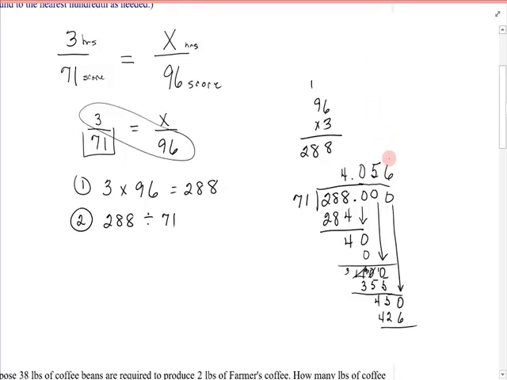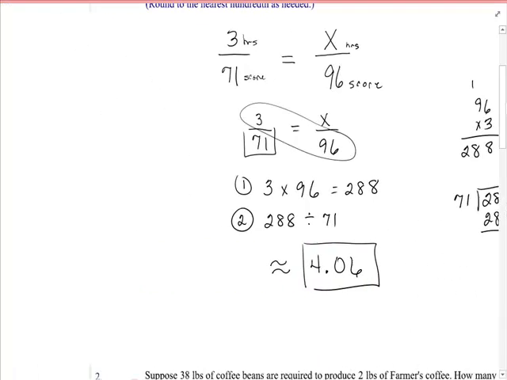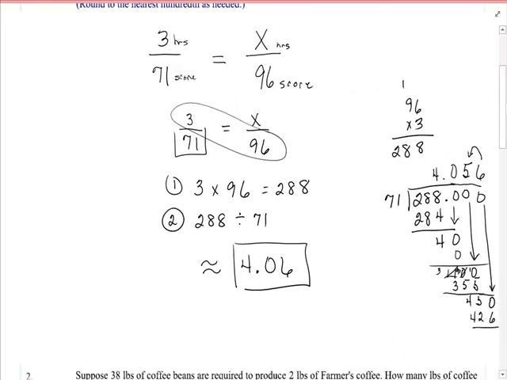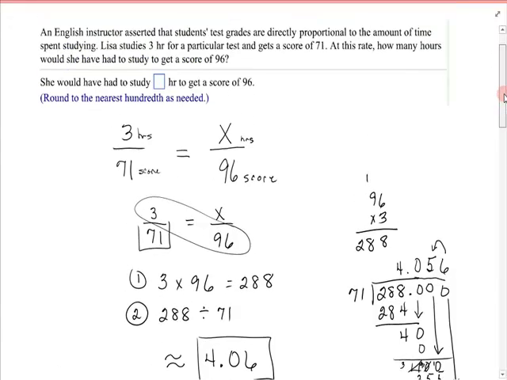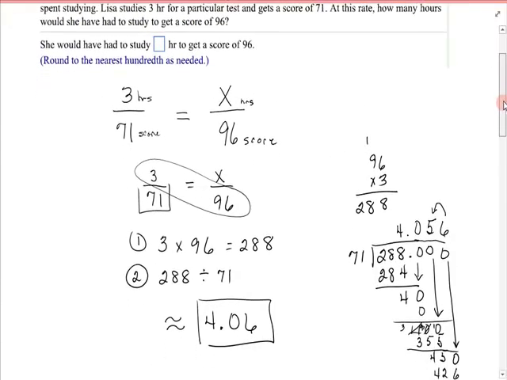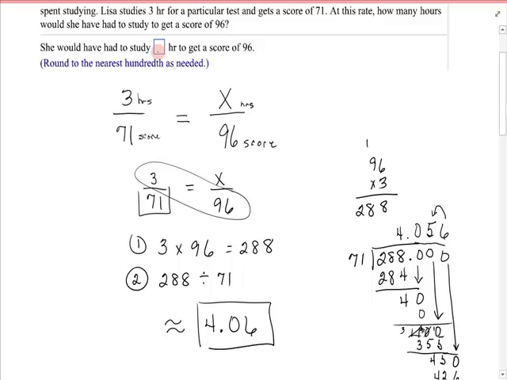What does 6 tell you to do? It tells you to round up. This is approximately 4.06, and that is the number of hours necessary. Okay, so in here, round to the nearest hundredth, 4.06. It was 4.056, and I rounded to the hundredths.